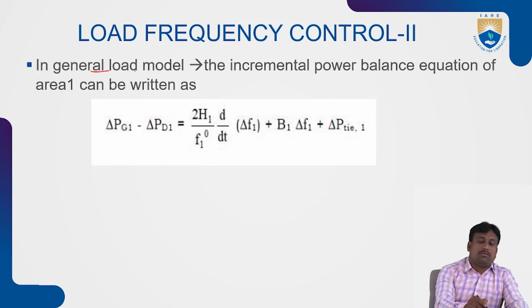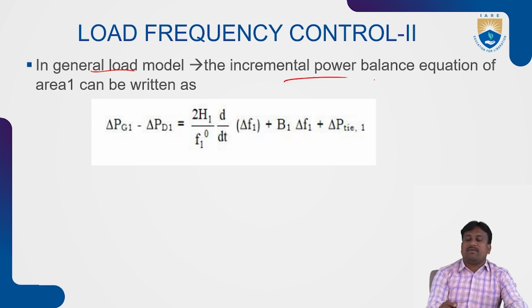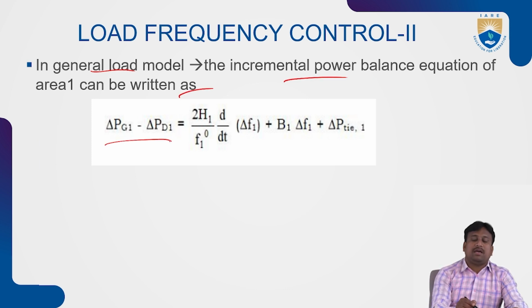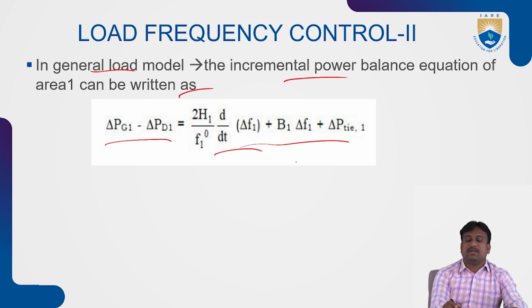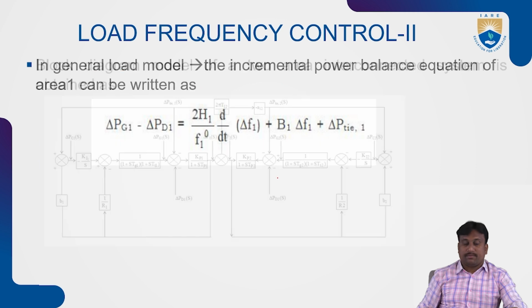So in the general load model case, the incremental power balance equation of an area is usually represented as delta Pg1 minus delta Pd1, equating to 2H1 by F1 naught into d by dt of delta F1 plus D1 delta F1 plus delta tie line power.